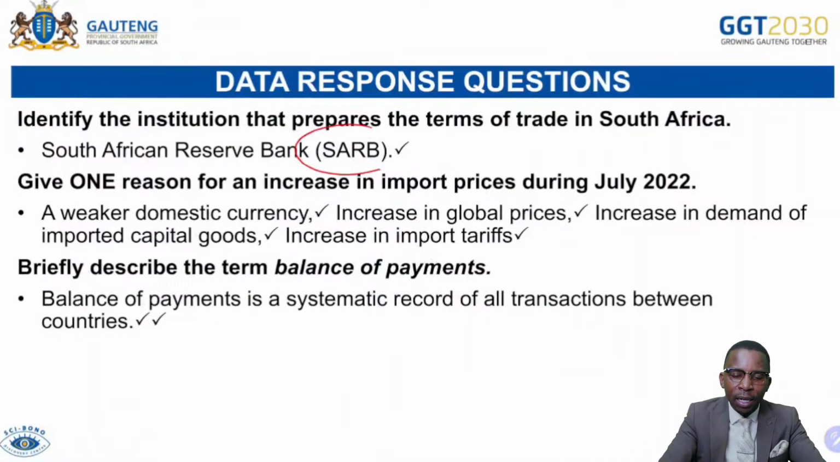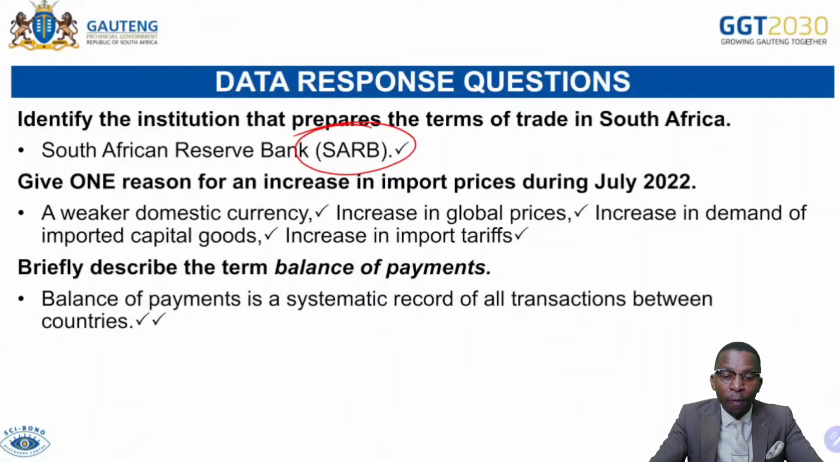Identify the institution: it is the South African Reserve Bank. It was given there at the bottom of your data response. Give one reason for the increase in import price during July 2022. A weaker domestic currency might have been a reason. Increase in global prices, increase in demand for imported capital goods, increase in import tariffs.